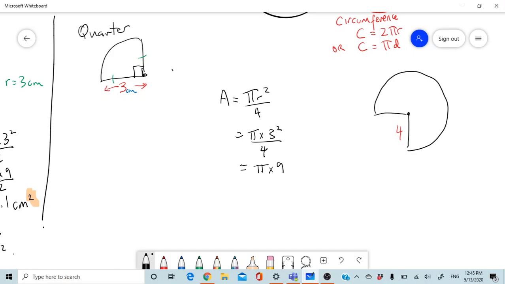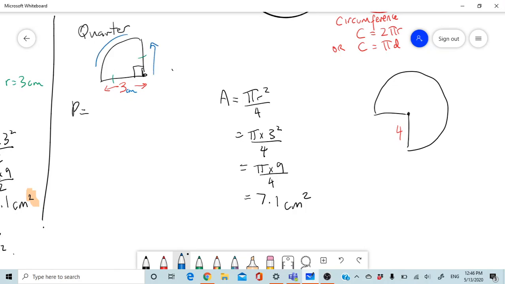I'm just going to write this so that it's clearer what I've typed into my calculator. So you type pi times 9 divided by 4, and that equals 7.0685, and it keeps going. What I'm going to do is round this to the nearest decimal. If it was 0.06, that's greater than 5, so I make this 7.1 centimeters squared.